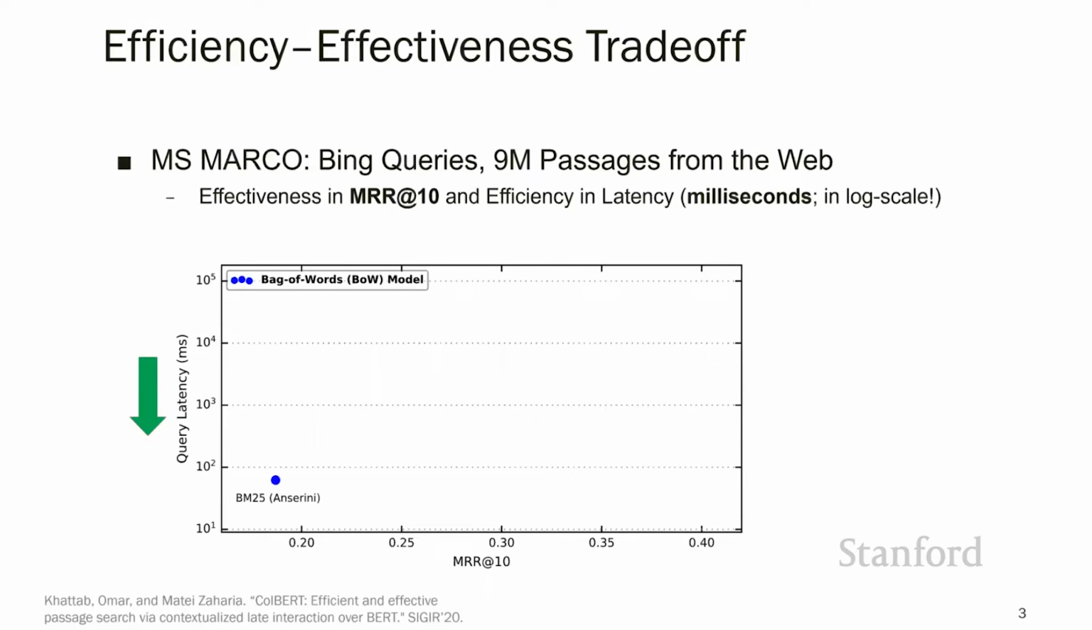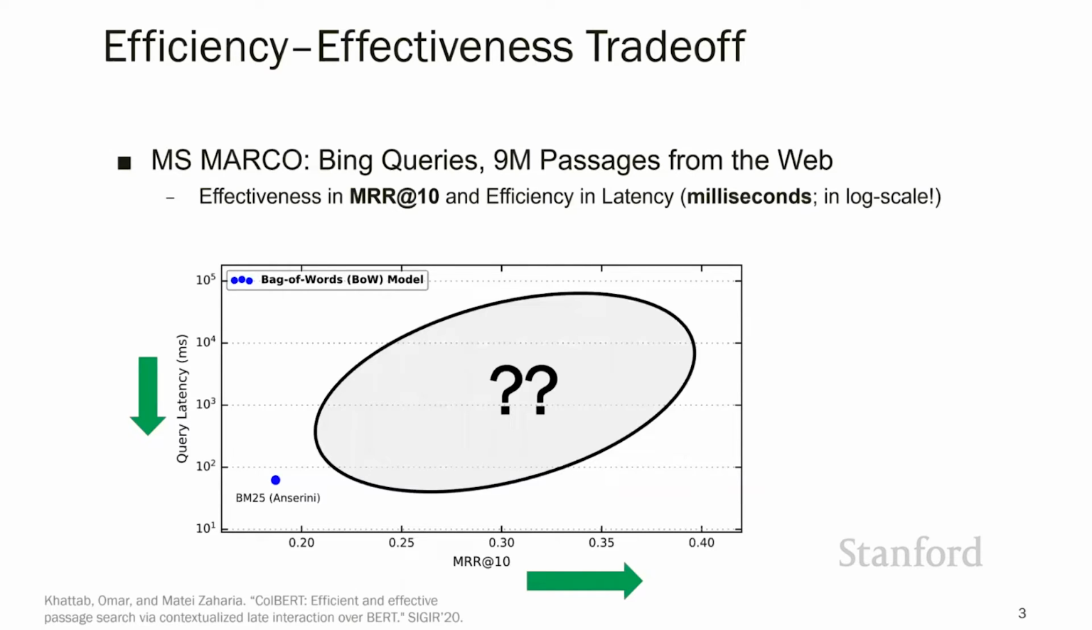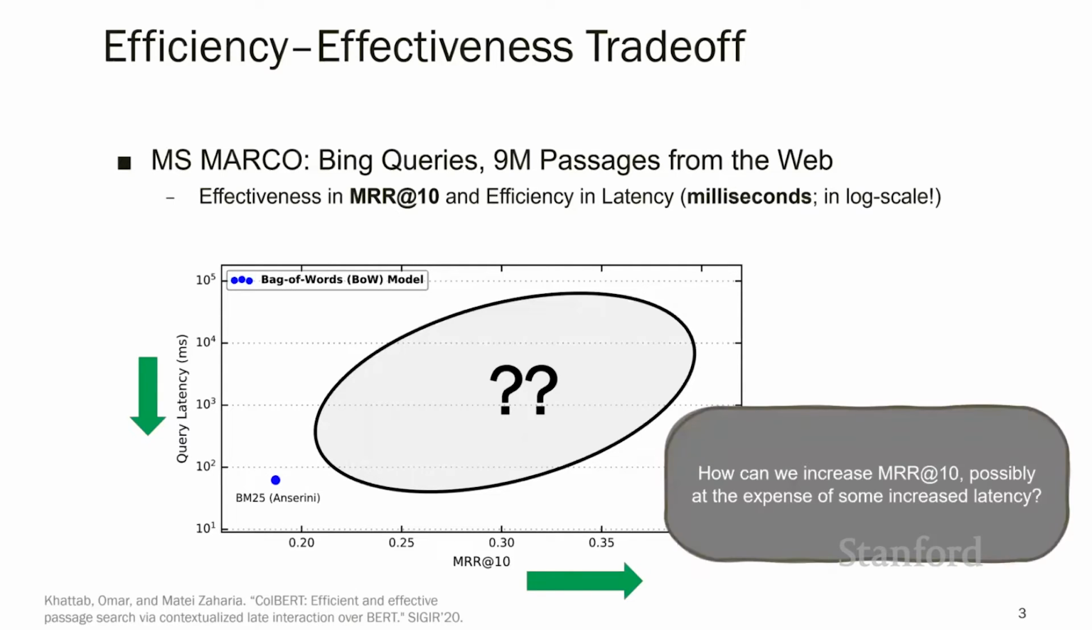Just as a reminder, lower latency is better. And the latency here is shown on a logarithmic scale. And higher MRR is also better. The higher our MRR is, the better the model's quality. So what else could exist in this large empty space for now? We're going to see this space fill up with many different neural IR models over the next couple of screencasts. And the central question now and then will generally be, how can we improve our MRR at 10 or whatever effectiveness metric we choose to work with, possibly at the expense of increasing latency a bit?